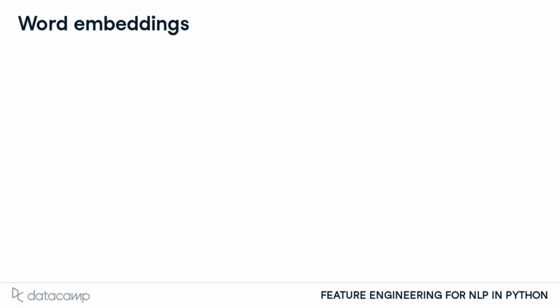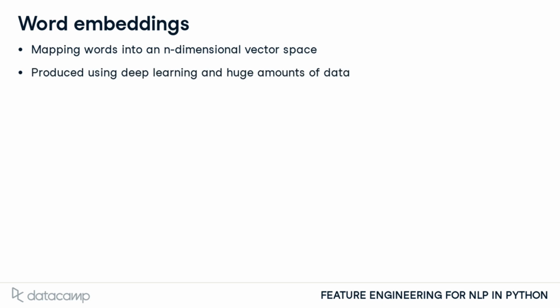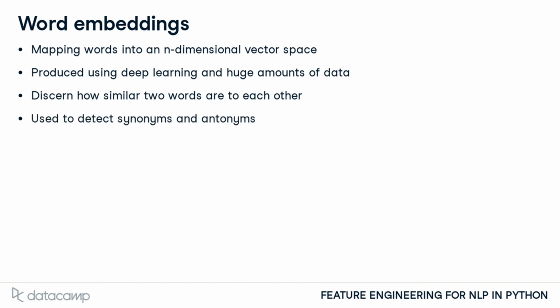Word embedding is the process of mapping words into an n-dimensional vector space. These vectors are usually produced using deep learning models and huge amounts of data. The techniques used are beyond the scope of this course. However, once generated, these vectors can be used to discern how similar 2 words are to each other. Consequently, they can also be used to detect synonyms and antonyms.